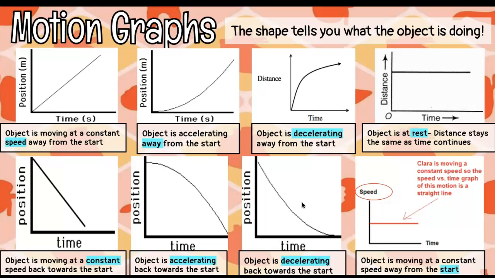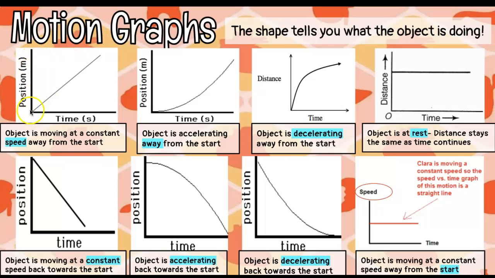So when we talk about motion, it's very important that you be able to define what type of motion is happening when you see a graph. The shape of a graph tells us what an object is doing. The first graph here, position means the same thing as distance. So these are all distance time graphs except for this last one, which we'll talk about in a minute.